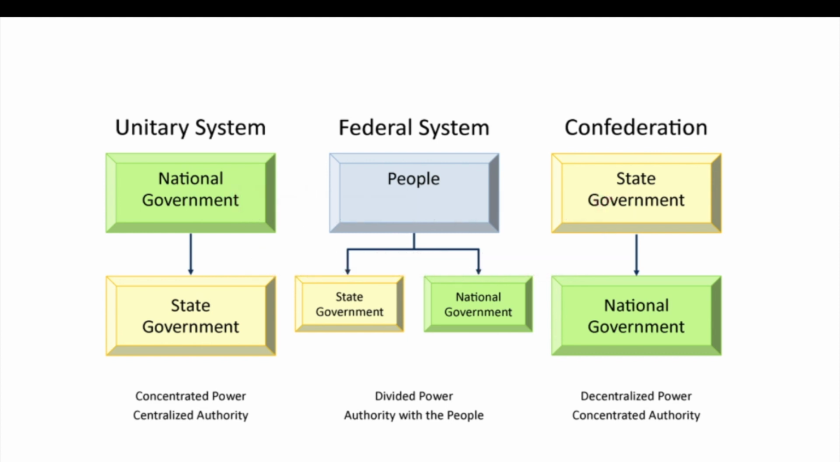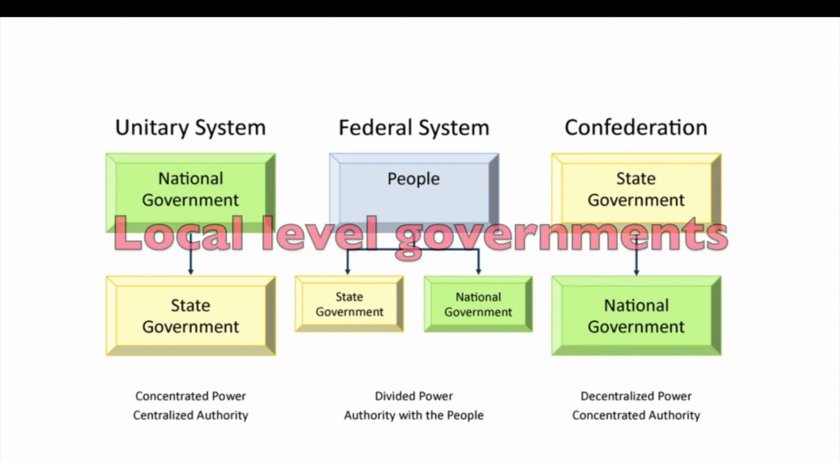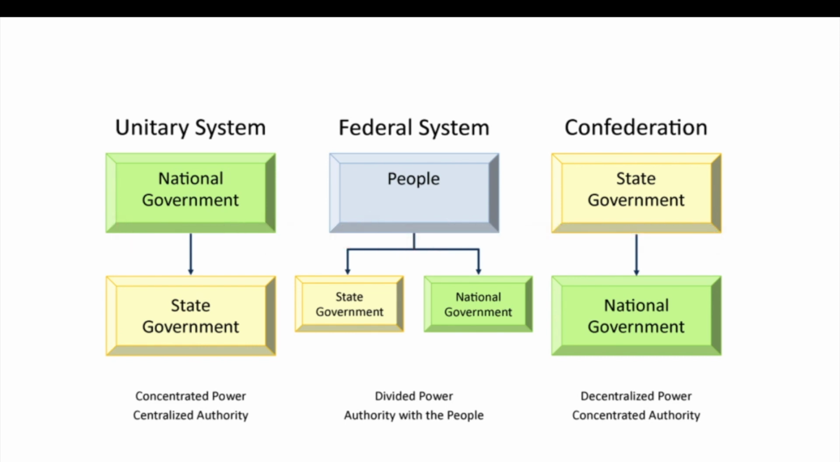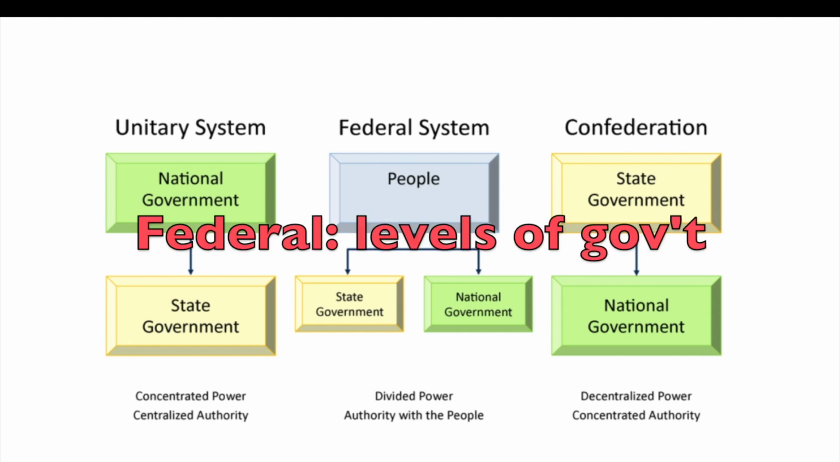Now, in a federal system, and this looks familiar to you because this is what we have in the United States, the people give the power to both the state government, like Pennsylvania, Delaware, New Jersey, and the national government centered down in Washington, D.C. And in the United States, we have a third level of government, which would be the local level, counties, townships, municipalities, cities. So in a federal form, power is divided among levels, with the ultimate power being given to the people.